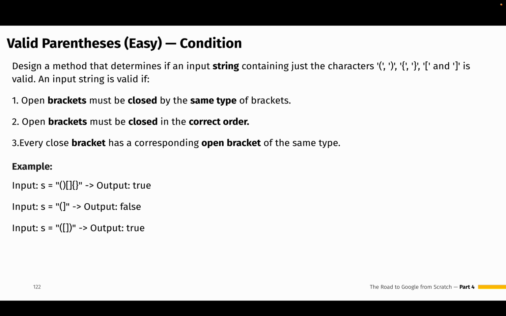Let's try to understand the algorithm. The main idea of this task is that we have an open bracket of one type, and we must close it with a bracket of the same type. A bracket can contain another bracket inside it, but in that case, the nested bracket must close first, and then the outer one. So that's the most important idea here.